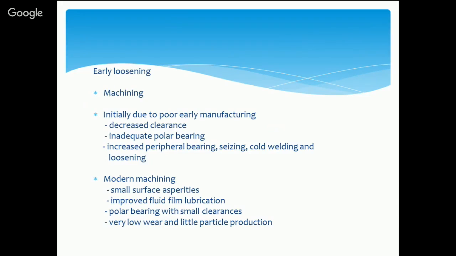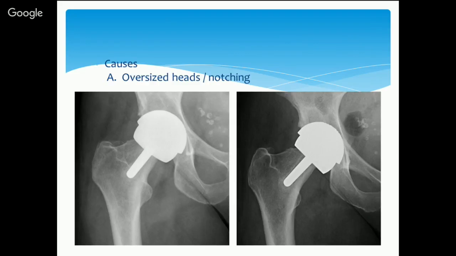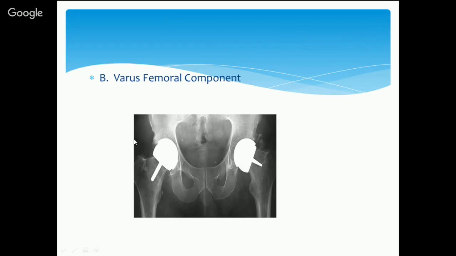So there is early loosening due to poor manufacturing, decreased clearance, and inadequate polar bearing. Now the modern technique has a smaller surface roughness, improved fluid film lubrication, and polar bearing with small clearance, very low wear and little particle production. So these are the oversized heads, and you find there is notching of the femoral neck. There is a varus position of the component. This all leads to a fracture.